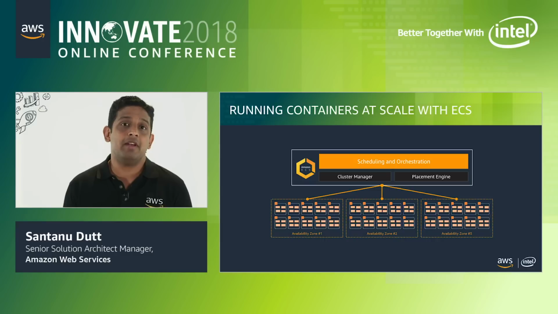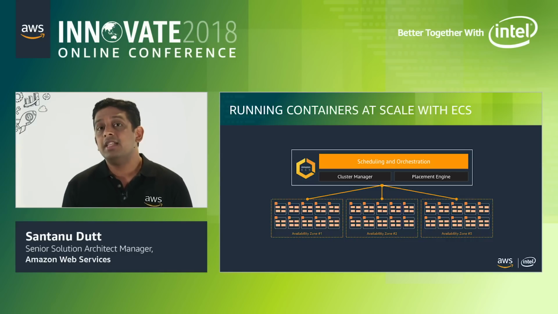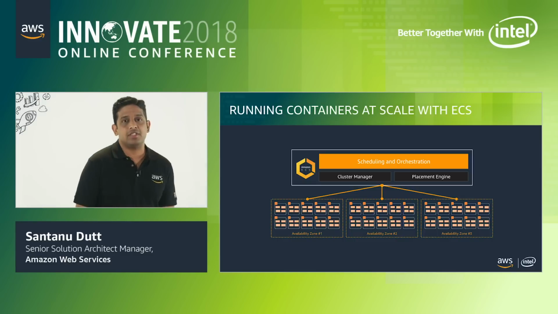ECS enables you to operationalize your containerized workloads at very high scales. There's no management software to install or worry about, and it's highly available. The cluster management piece enables you to monitor the cluster, scale it using auto-scaling groups, and manage the state of the instances in that cluster. The placement engine enables you to set rules to target landing your containers on the right instances based on your own preferences.